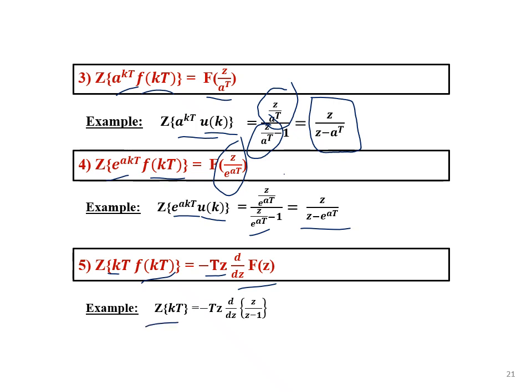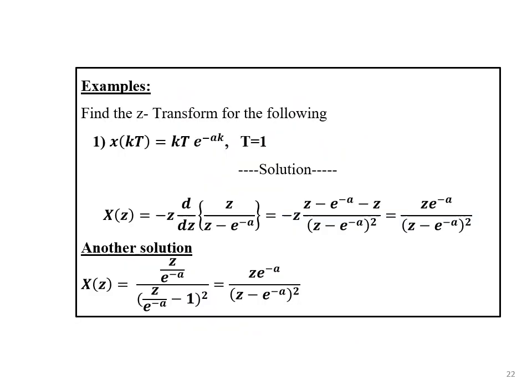If we have f of kt equals negative tz d by dz of the transform of 1, which is z over z minus 1, negative tz, and we get the derivative of this with the denominator to the power 2. The derivative of 1 over z minus 1 equals 1 times z minus 1 minus the derivative of the numerator, which is 1 times z minus 1, we get tz divided by z minus 1 squared.